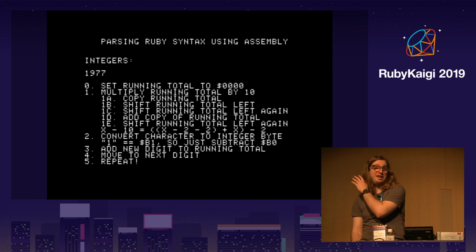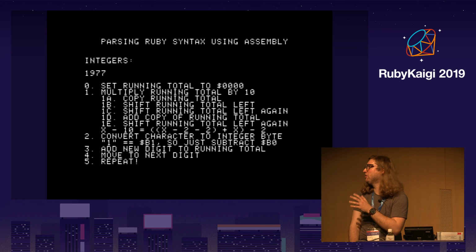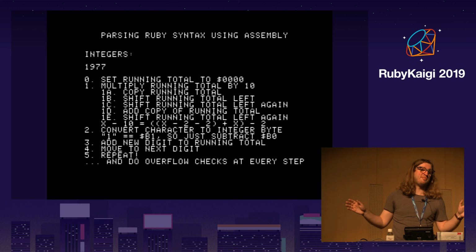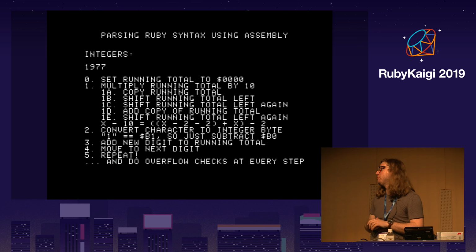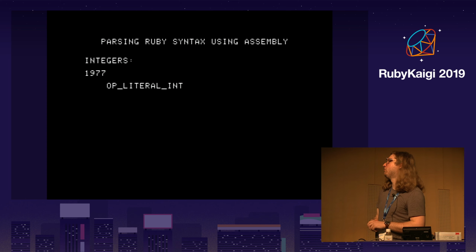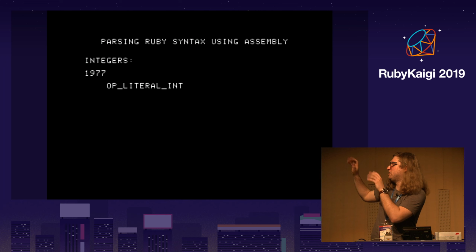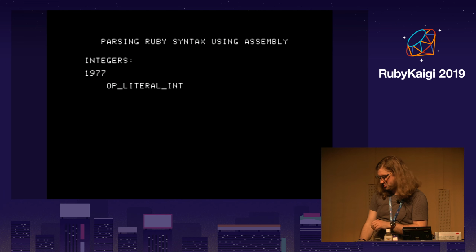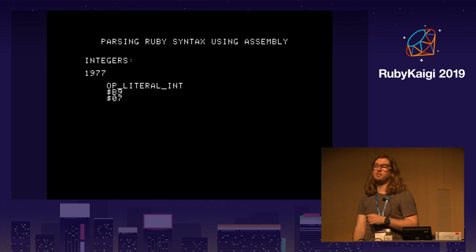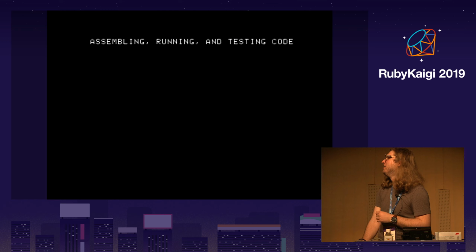This was really hard and really annoying to write, but it works. And we have to do overflow checks every single step of the way because someone could be a jerk and write a number that's larger than 16 bits long. Alrighty, so then once we do all that, we can put out a literal integer opcode and then put in the values that we generated. Awesome. I did not think that integers would be the hard part of Ruby syntax, but apparently they are.